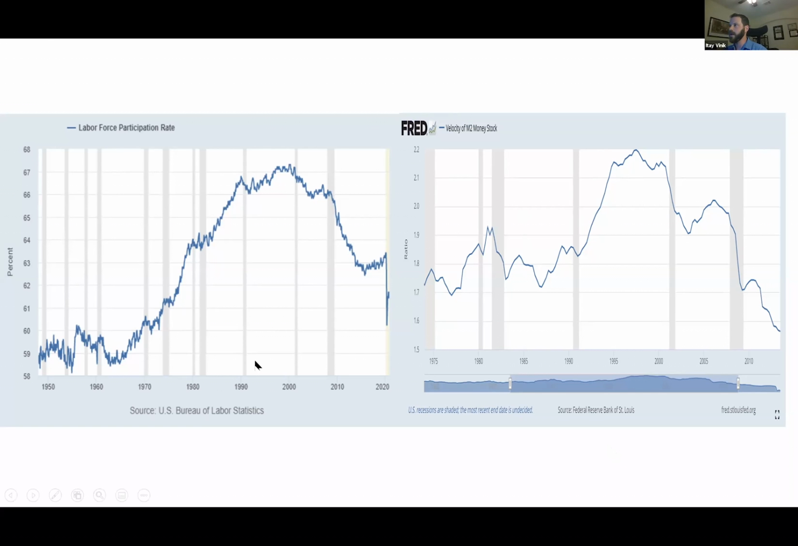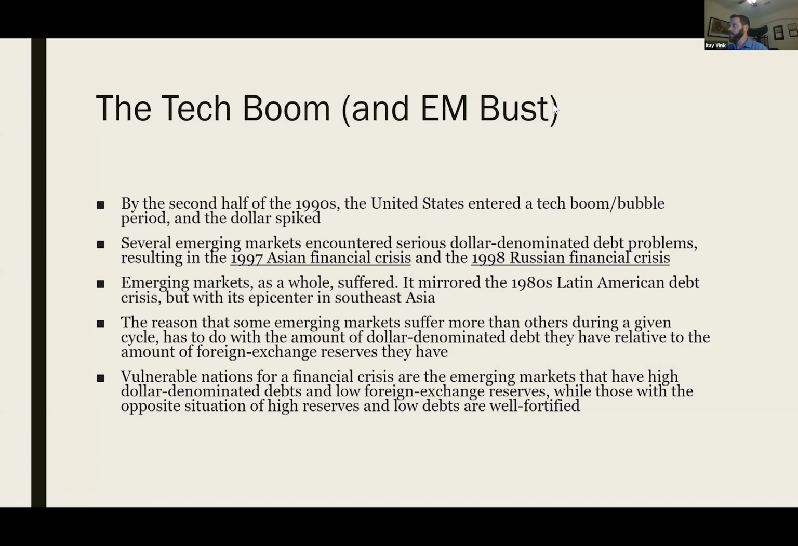Okay, so let's talk about the tech boom in the 90s real quick. By the second half of the 1990s, we enter the well-known tech bubble, and emerging markets at the same time, as money is funneling into the US because it's chasing the NASDAQ, and also rates are a little bit higher, so there's safe money going into the US as well. Emerging markets started getting a crisis. So do you see a theme here? Every time the dollar gets an uptick, some kind of emerging economy gets into crisis mode. So this time it hurts the Asian countries.